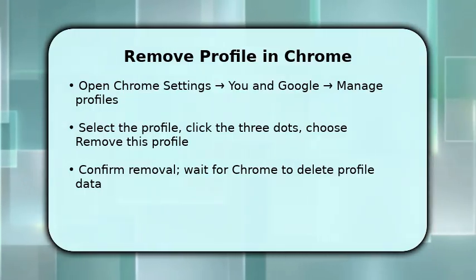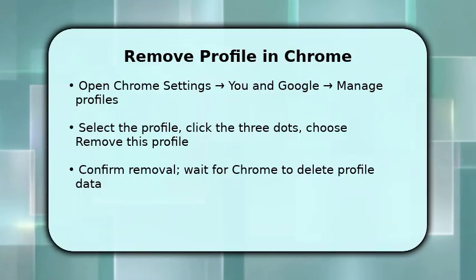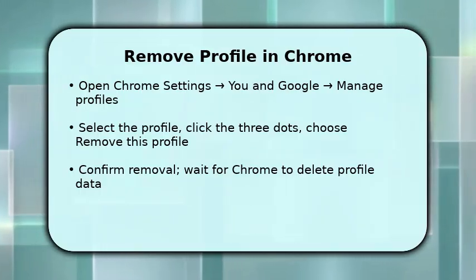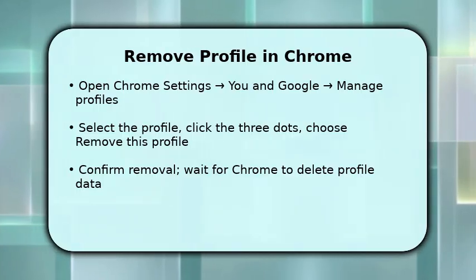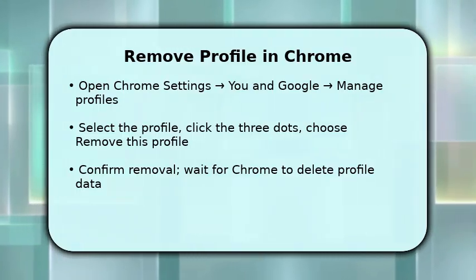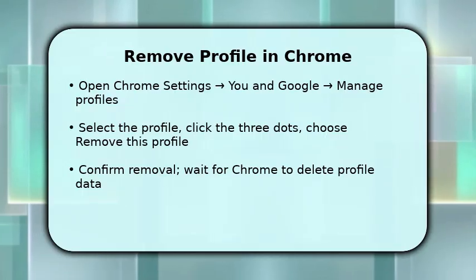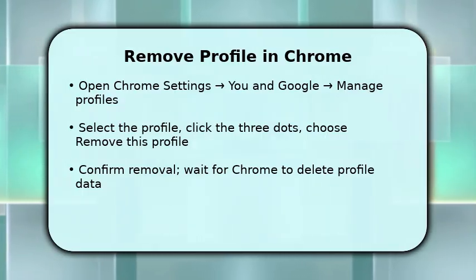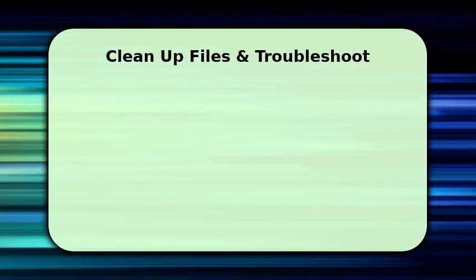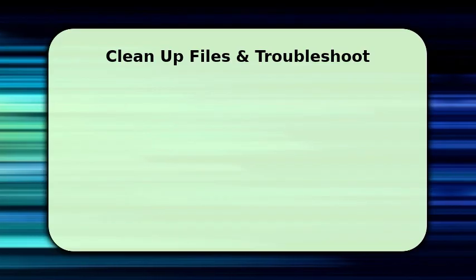Make sure Chrome finishes the process. Don't force quit the browser until Chrome reports completion, because some cached files may still be clearing. You're almost done, now clear any remaining files. Navigate to Chrome's User Data folder and remove leftover profile directories named Profile X or the profile's custom name. This ensures no stray data remains.